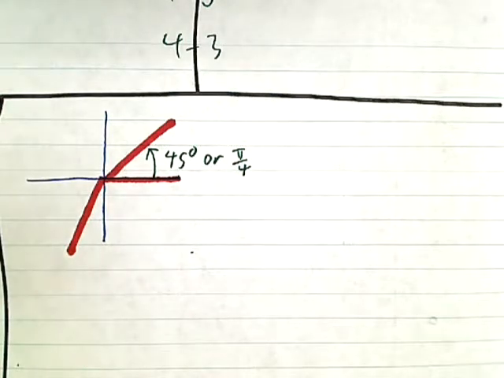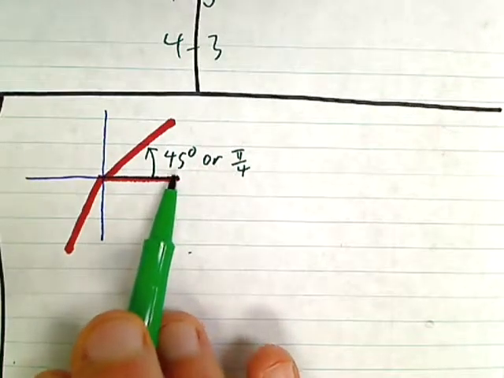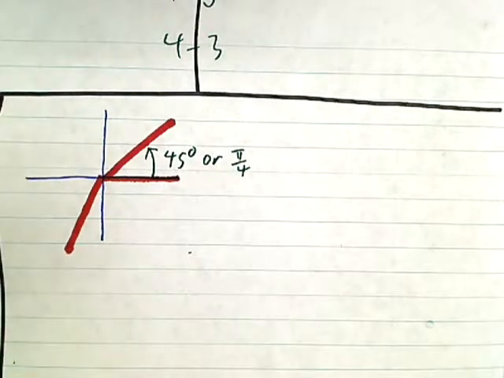Remember that pi equals 180. So to find what 45 is, I'll put 45 over 180 and reduce it, and you get 1/4. So 45 degrees or pi over 4.